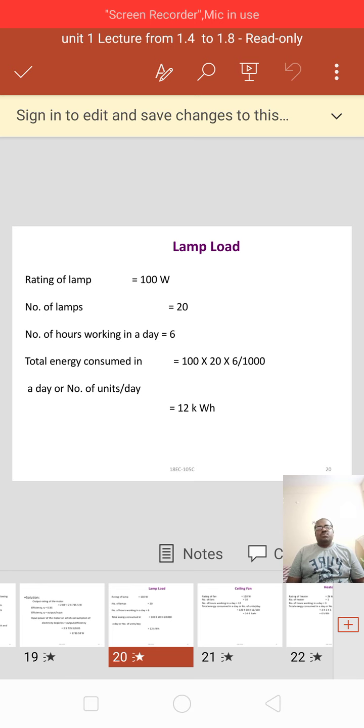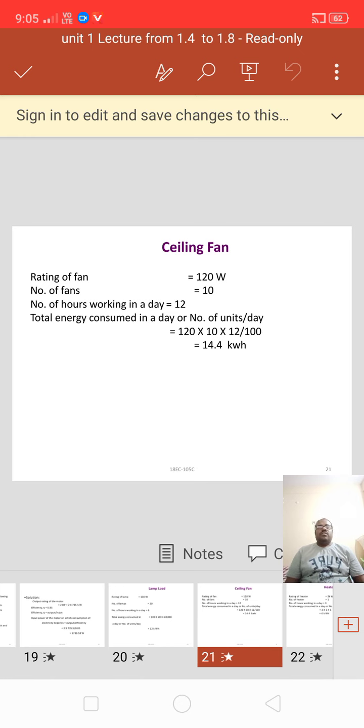Total energy consumed in the house is 100 into 20 into 6 by 1000. Okay, a day, or number of units per day, equal to 12 kilowatt hours. Okay, for lamp load it takes 12 kilowatt hours. Okay, for ceiling fan, rating of fan equal to 120 watts.